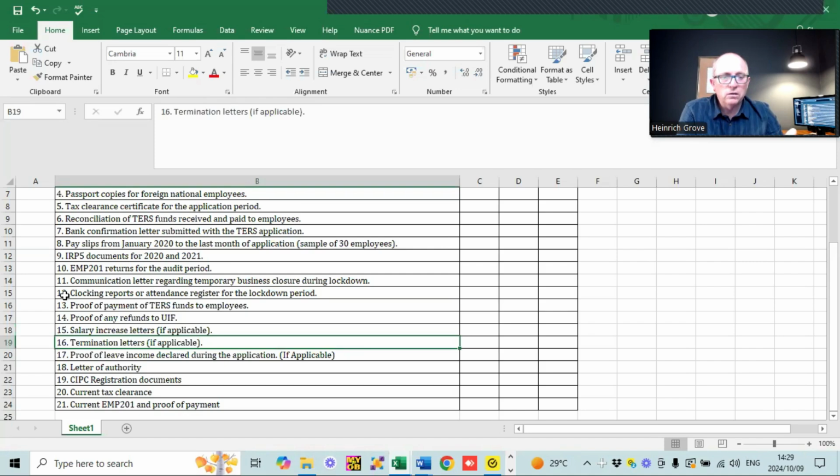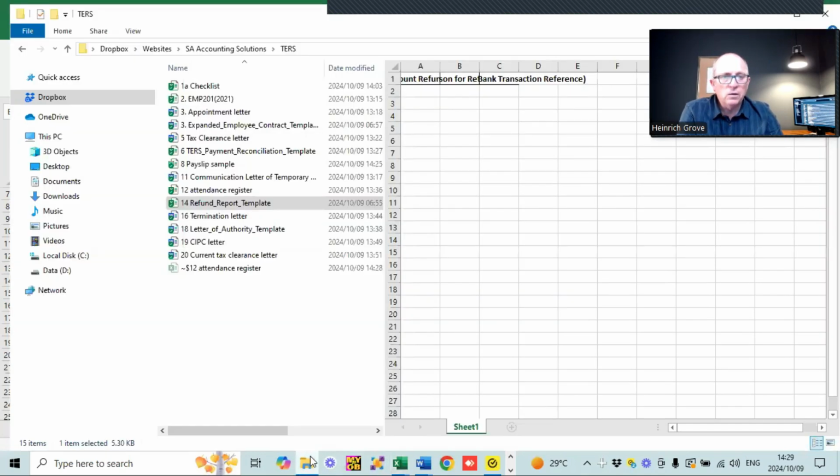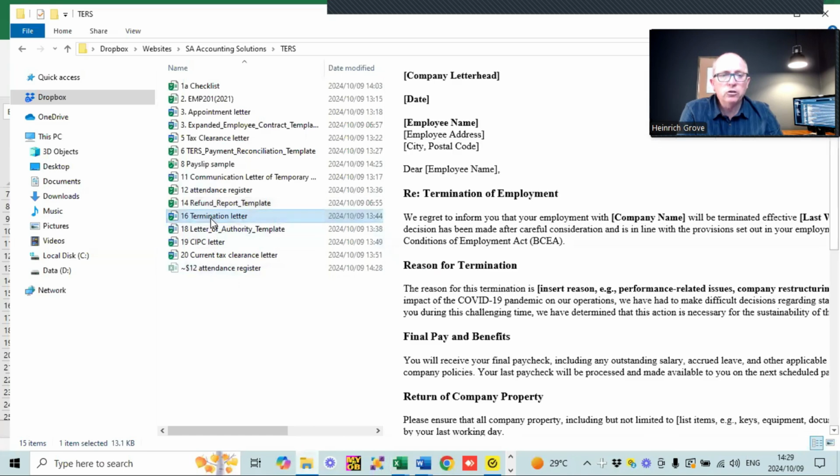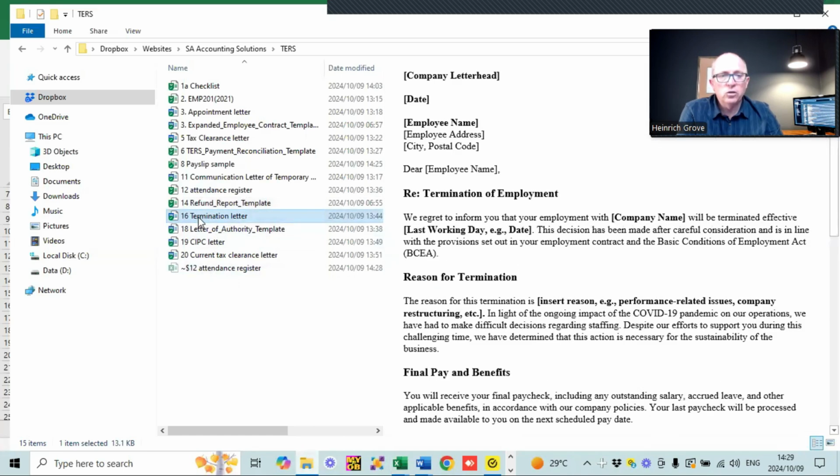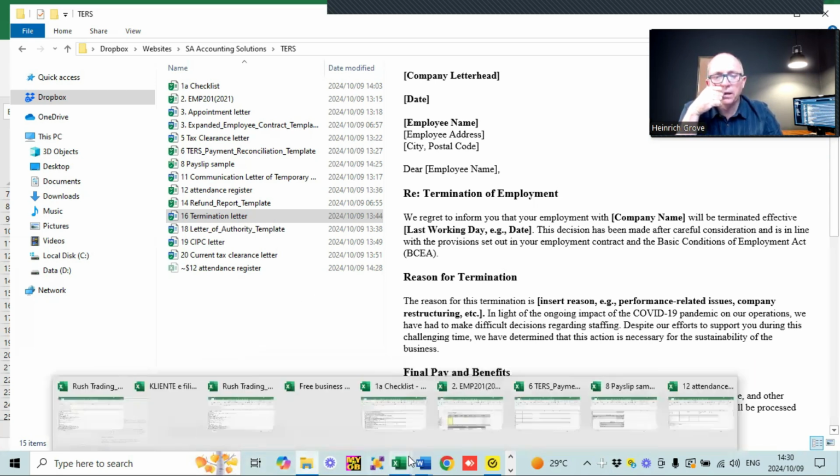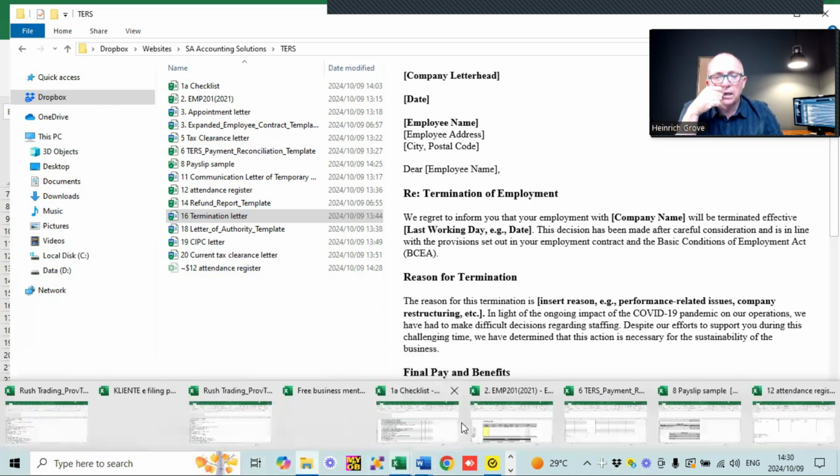Salary increase letters if it's applicable, termination letters if it's applicable, and I think I created a termination letter as well. So if there were guys that you had to let go due to COVID, there's your termination letter. You can say that we regret to inform you that the employment with the company will be terminated from whichever date, and this is after careful consideration, and then you can add the reasons. I just put in something there about COVID. So that's important over there.